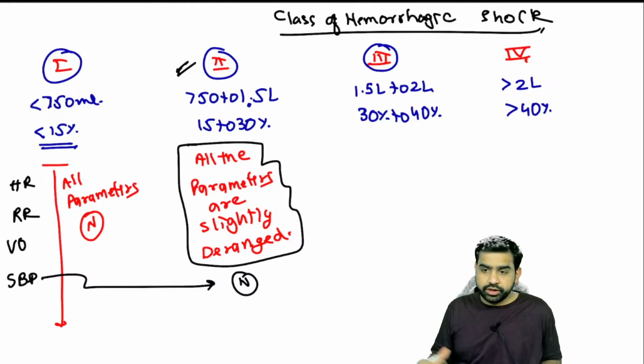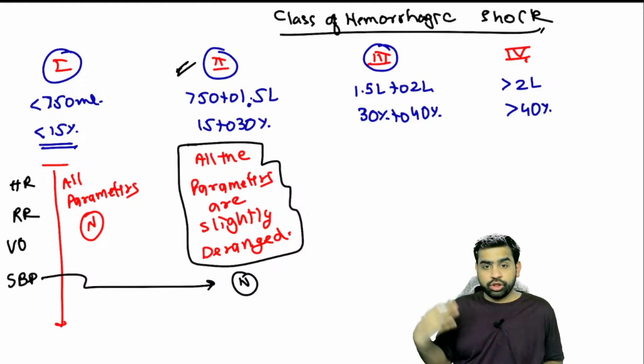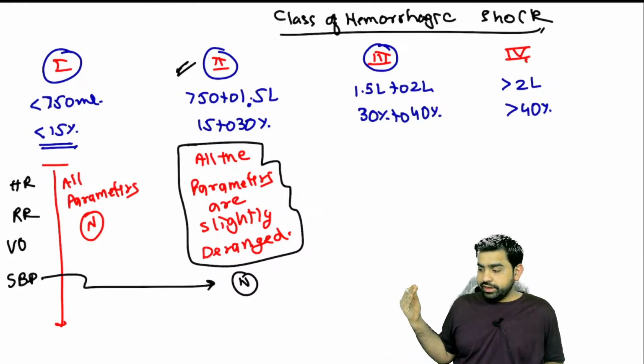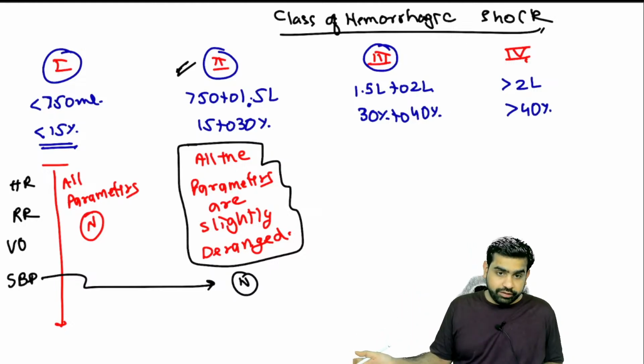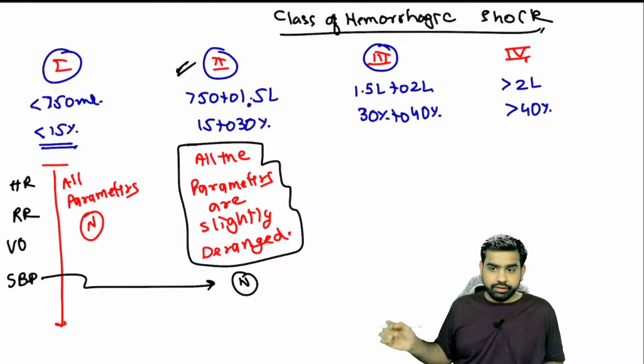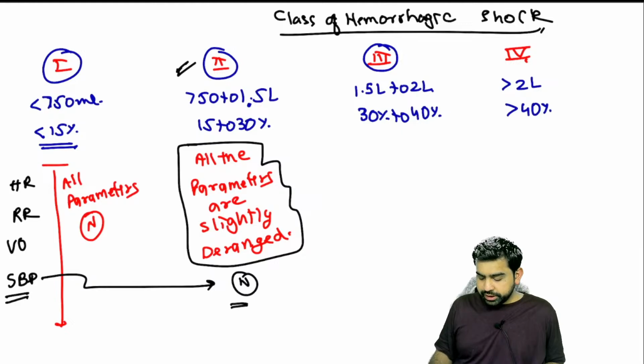This is important because clinical scenarios can be formed around it. They can give you a patient who came to you after trauma, with a heart rate of 105 per minute, a slightly elevated respiratory rate, and a urine output of, let's say, 26 ml. But they will give you that the systolic blood pressure is normal. So what is the diagnosis? It is class 2 hemorrhagic shock.